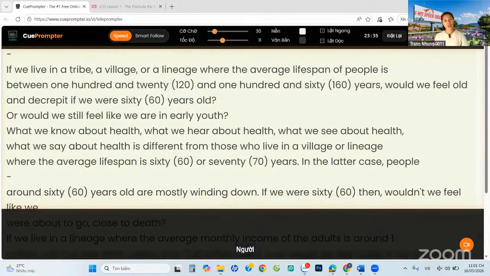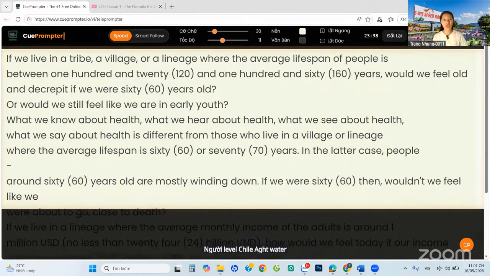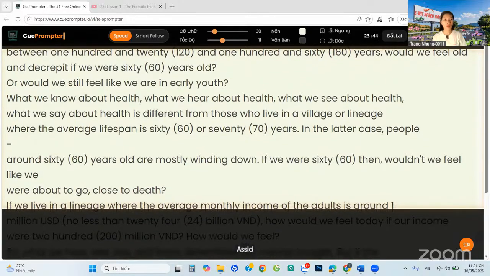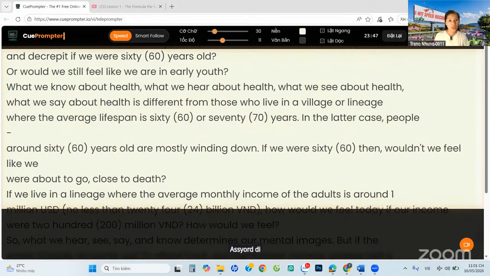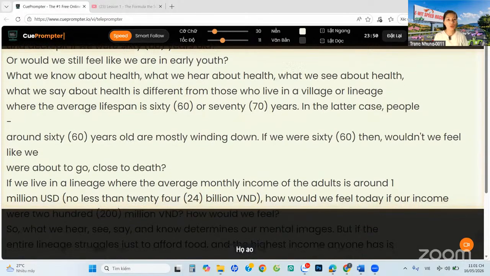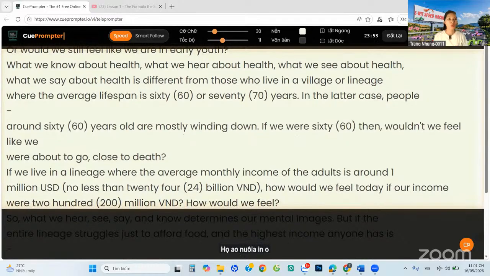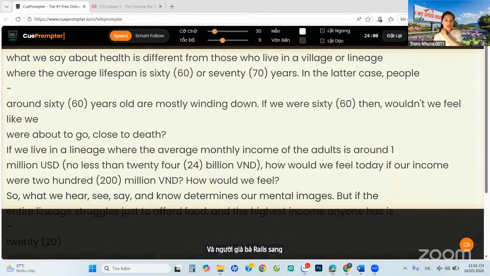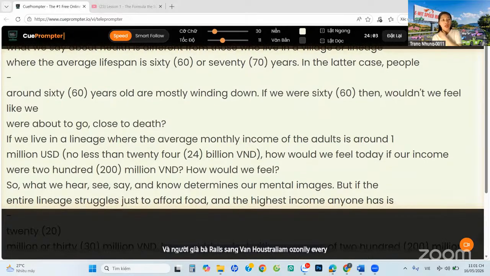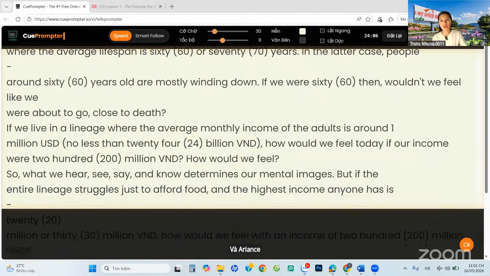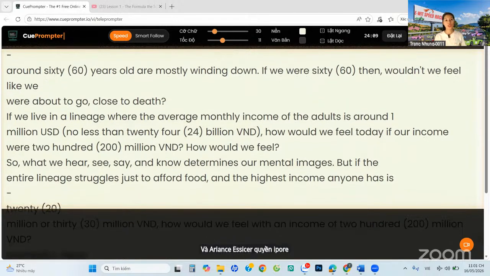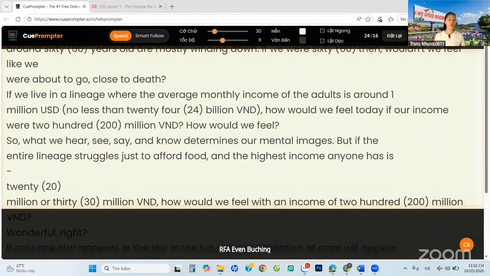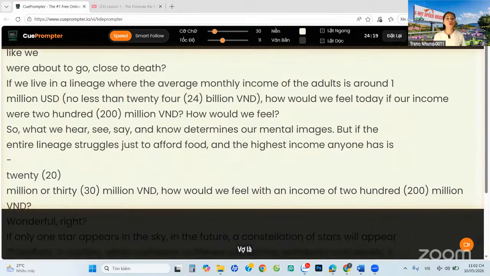We live in a time of bliss or light, where the average lifespan of people is between 120 and 160 years. We would feel old and decline if we were 160, and at 16 we would always still feel like we are in earlier years. What we know, hear, see and say about health is different from those who live in a village in a lineage where the average lifespan is 60. People around 60 years are mostly waiting now. If we were 60, wouldn't we feel like we were about to go close to death?